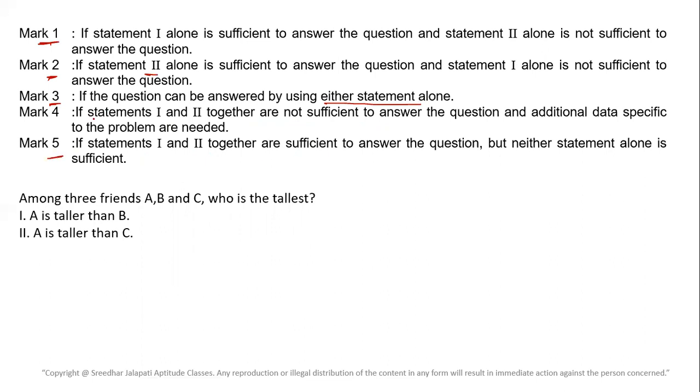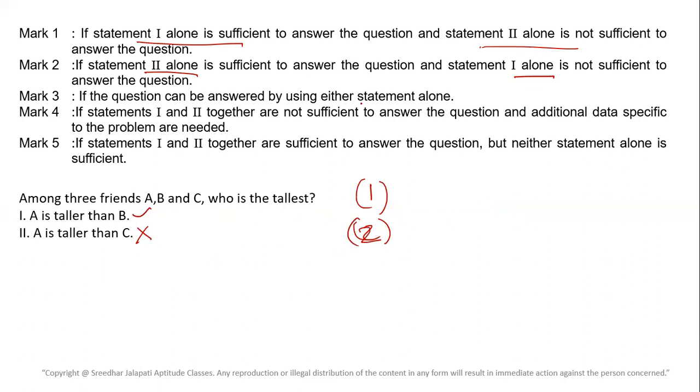If the question cannot be answered using both 1 and 2 together also, then option 4. First of all, let us try to understand what these options are. 1 alone, but 2 alone is not sufficient. That means if the question can be answered only using 1, and 2 alone cannot answer it, then mark your answer as 1. If the question can be answered with 2 alone, without the help of 1, then the answer should be option 2.